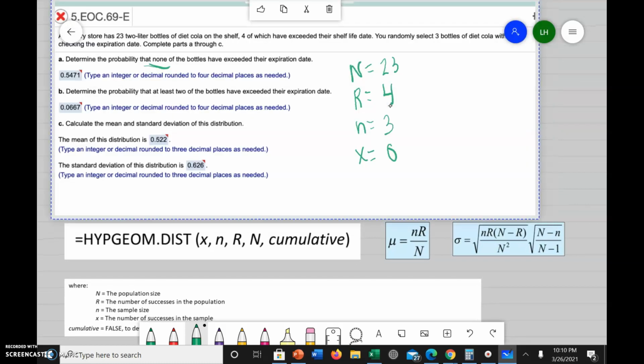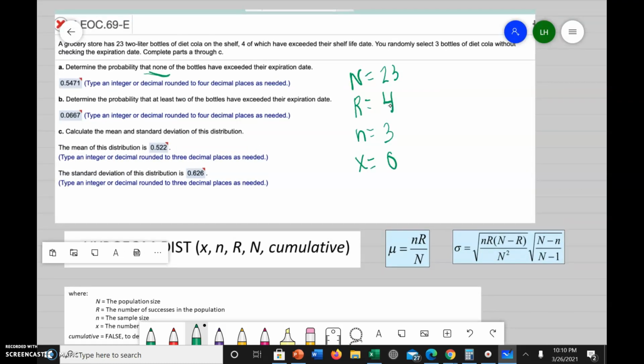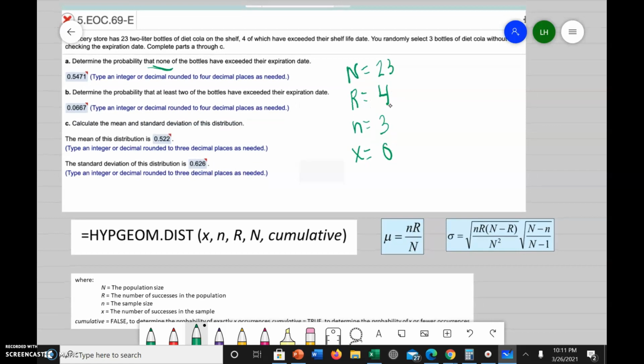size. So here our population size is 23 2-liter bottles. R is the number of successes in the population. So when we looked at our population, 4 had exceeded their shelf life date. So that is our number of successes. n is the sample size. So we're going to randomly select a sample of 3. So n is 3, lowercase n.